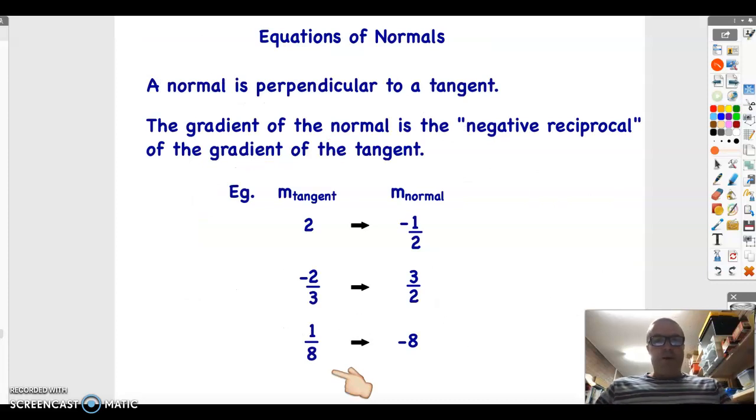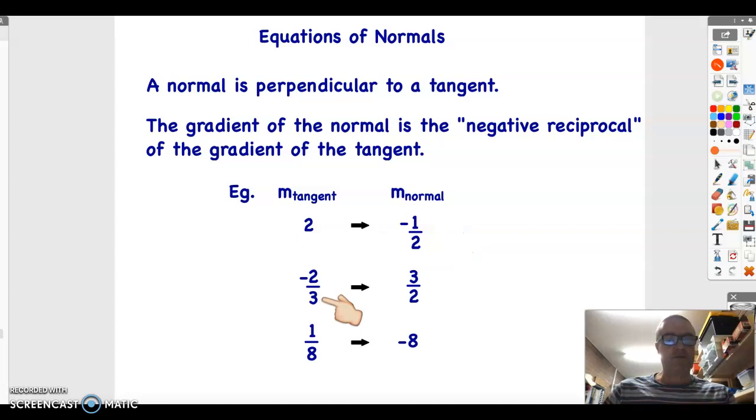Just a word about normals. A normal is perpendicular to a tangent. So a tangent follows the gradient of the curve. The normal would be perpendicular to that value of the derivative. So you probably recall something about perpendicular gradients being negative reciprocals. So here's some examples. If my tangent has a gradient of 2, my normal would have a gradient of -1/2.